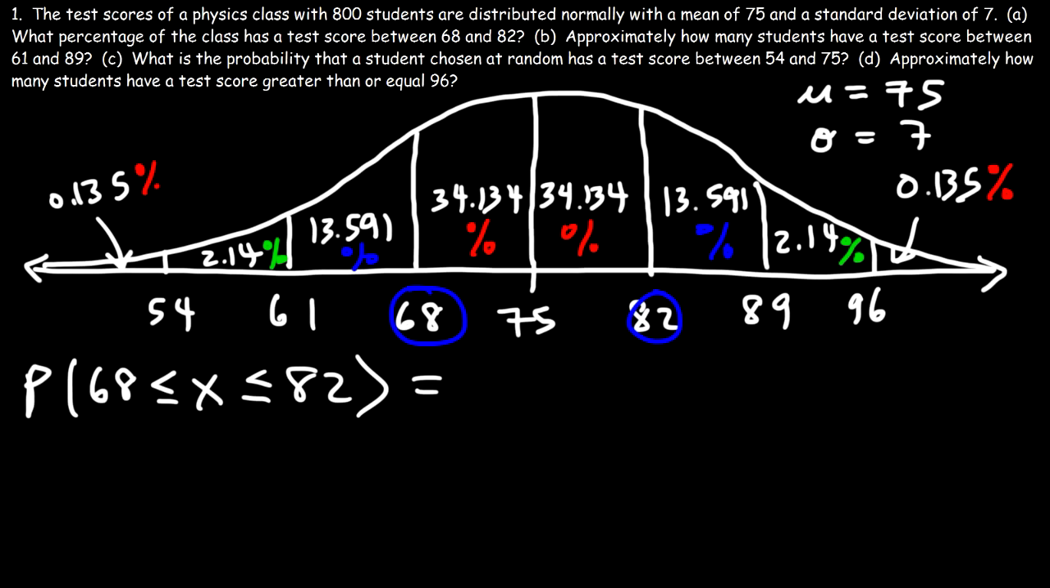So it's going to be 34.134 plus another 34.134. So that's going to be 68.268%. So that's the percentage of the class that has a test score between 68 and 82.